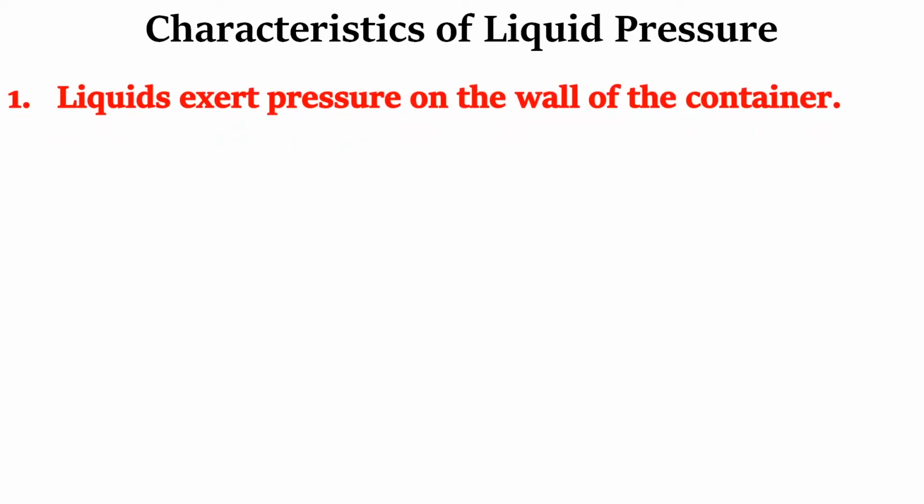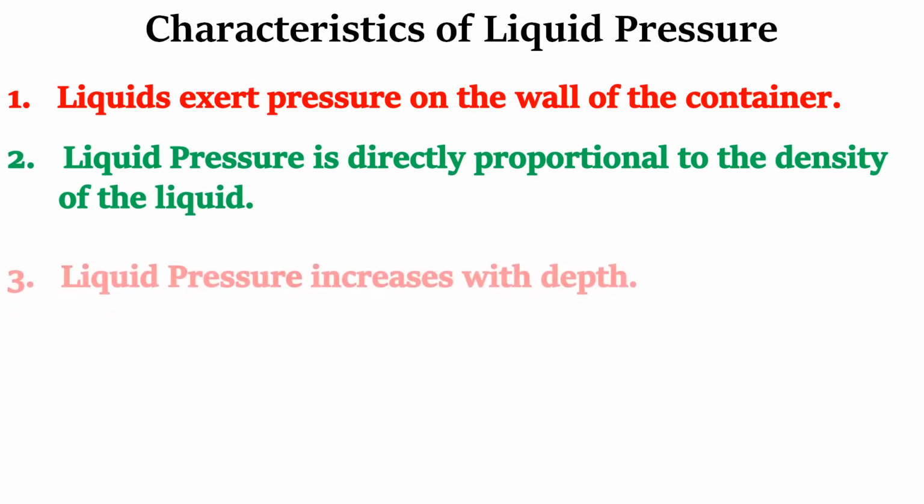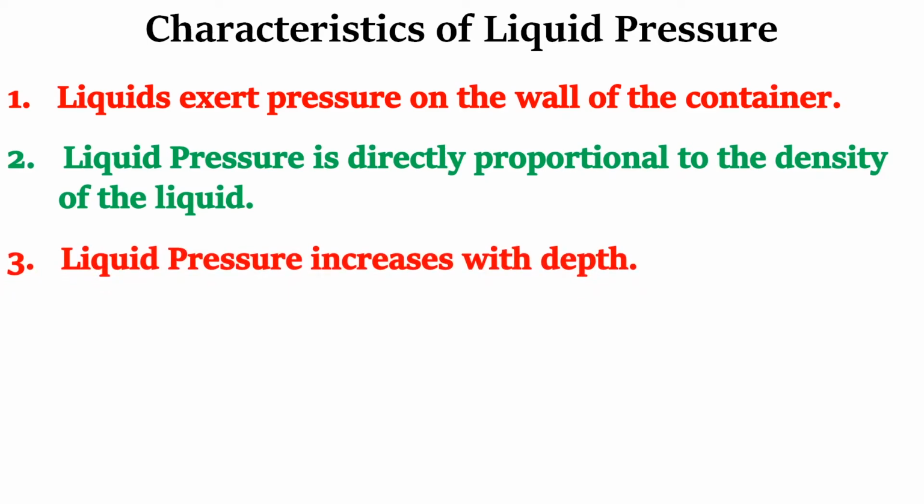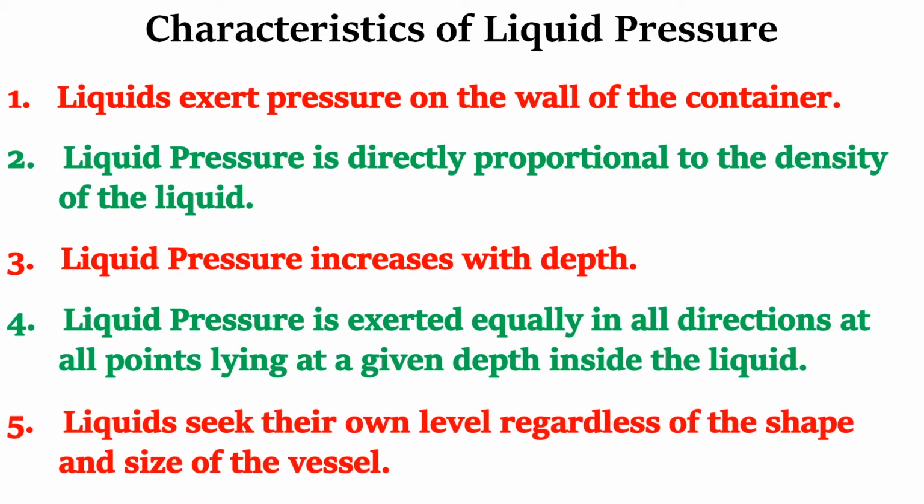The first is liquid exerts pressure on the wall of the container. The second is liquid pressure is directly proportional to the density of the liquid. Third, liquid pressure increases with depth. The fourth is liquid pressure is exerted equally in all directions at all points lying at a given depth inside the liquid. And the fifth one and the last one is liquids seek their own level regardless of the shape and size of the vessel.